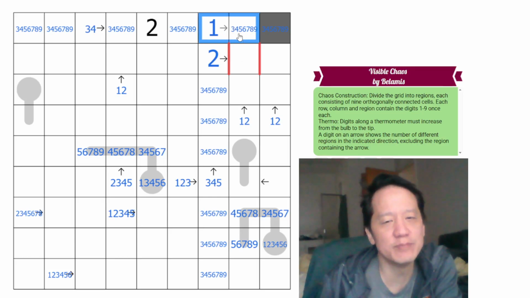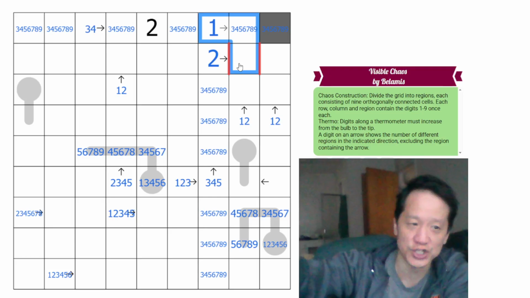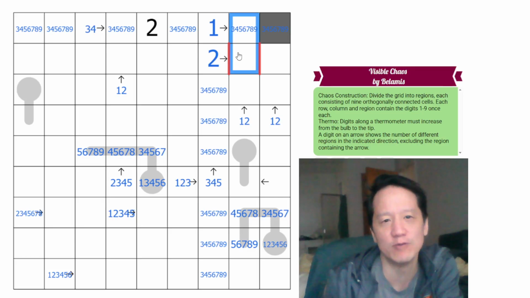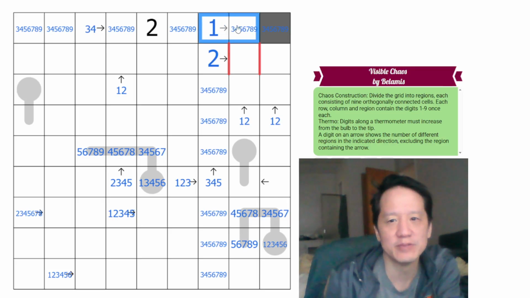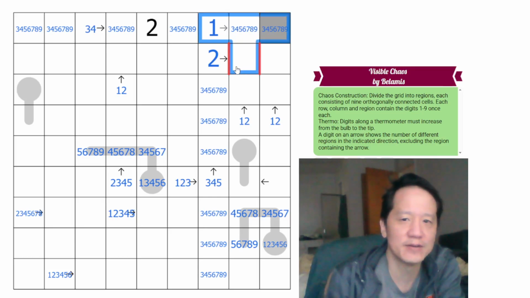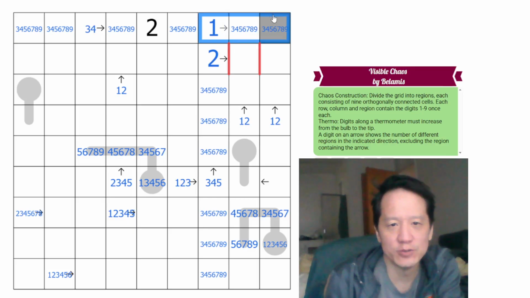I wish it had emphasized the excluding the region, like highlighted the region instead of the cell containing the arrow. It's actually a fairly common mistake to say, oh, excluding the cell with the arrow in it, instead of excluding the region specifically, right? Anyways, I need to do a better job of reading things closely.